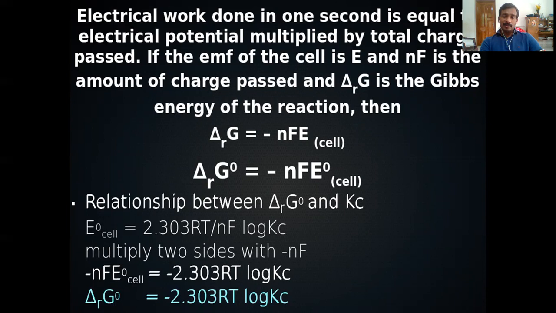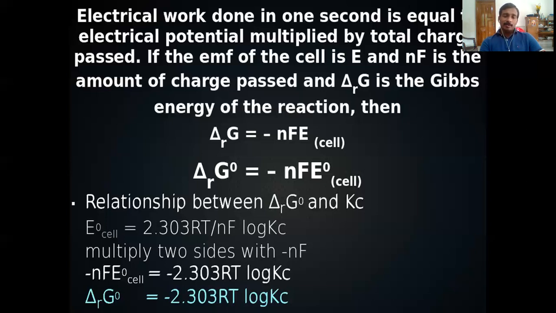Delta G0 is equal to minus NF E0 cell. Now, by combining the equation for equilibrium constant, that means the relationship between E0 cell and equilibrium constant, and the relationship between delta G0 and E0 cell, we can derive a new equation which relates delta G0 and equilibrium constant Kc.